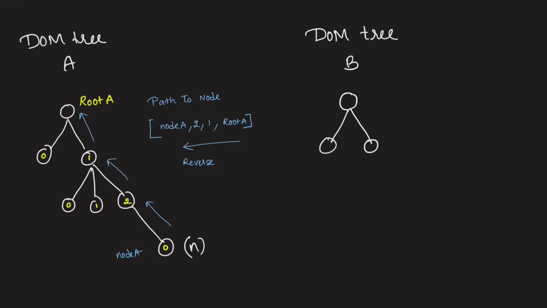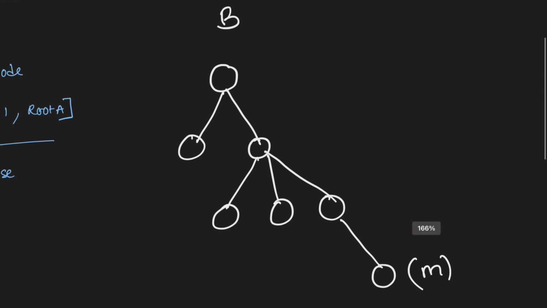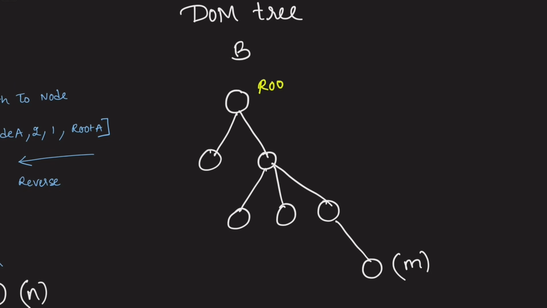Now in DOM tree B, we have the exact same structure because that is what is given to us, except that there is a node M, whose value we don't know yet. So now we can also give indices for this, calling this the root B. The child is 0 and 1. It has 0, 1, 2, and the last one is 0. This we're going to call node B in our program.